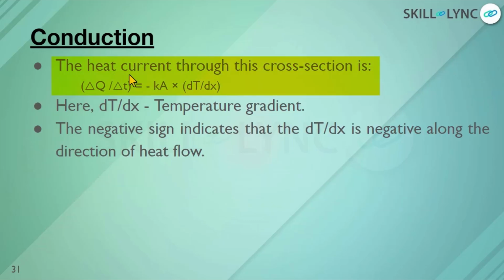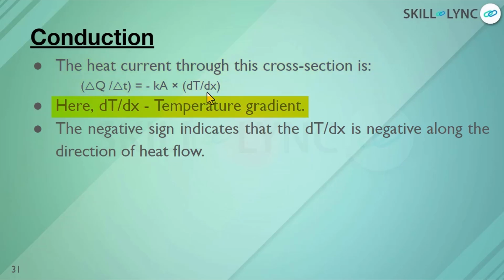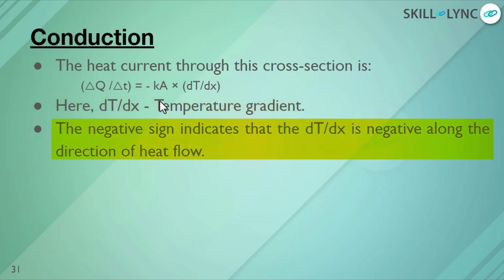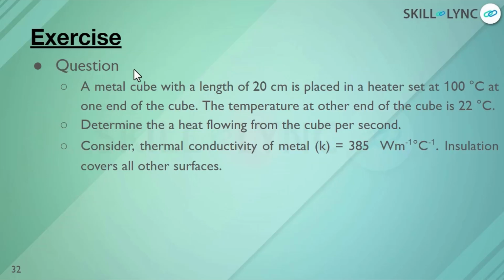Thus the heat current through this cross section can be written as dQ/dT = −K × A × dT/dx, where dT/dx is called the temperature gradient, and the negative sign indicates that dT/dx is negative along the direction of heat flow. Let us understand the concept using a numerical.